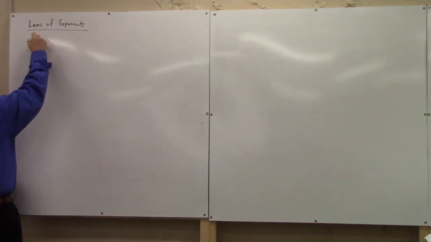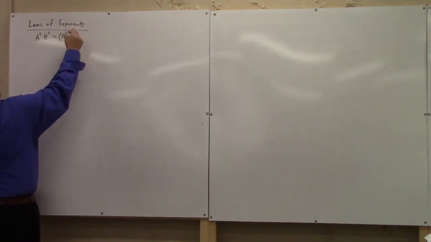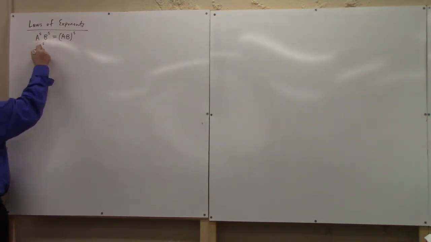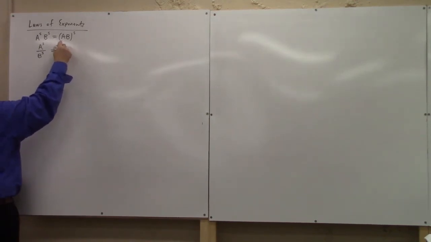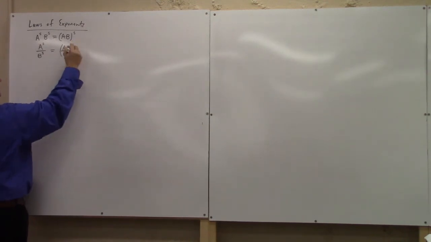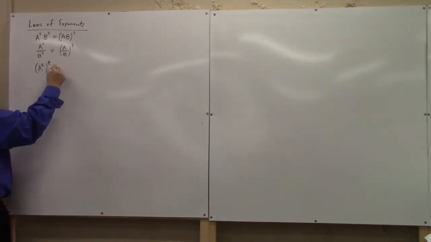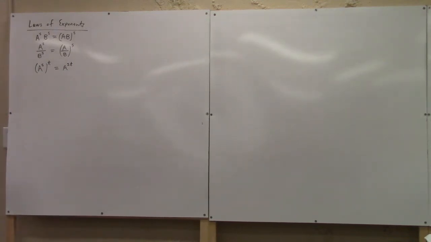One of them is if we have a to the s times b to the s, it's ab to the s power, right? If we have a to the s over b to the s, that's also a over b to the s power. Oops, my s became a 2 somehow. That's no good. If we have a to the s power, raised to the t power, it's a to the st. All right? So those are kind of the big ones.